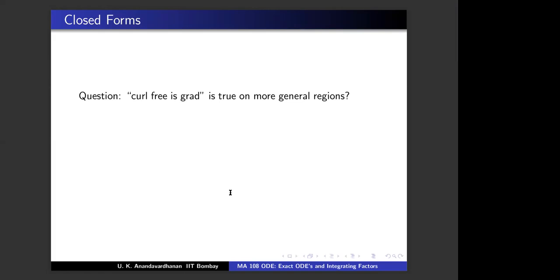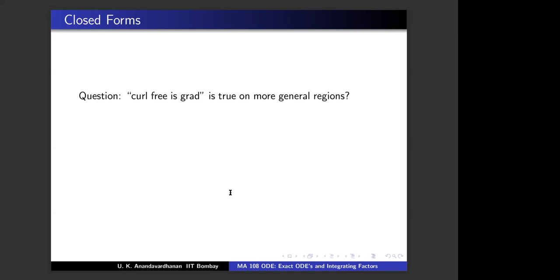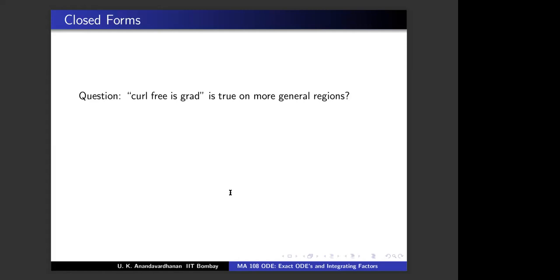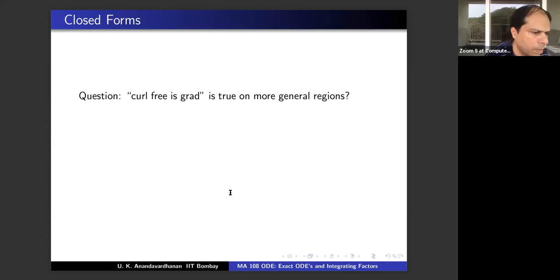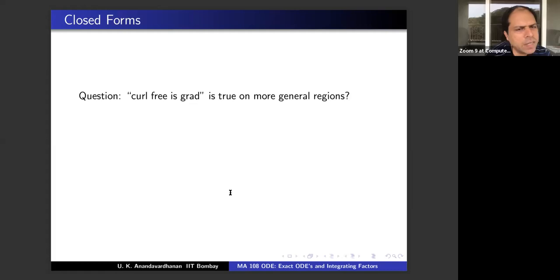Have you seen this? Louder, I think you got it right, but I didn't hear you clearly. Path connected is not enough. Simply connected. So did you see this? Have you seen simply connected in calculus course? Yes, in 111. Then you might have seen a proof of this also, no? Curl free is grad.